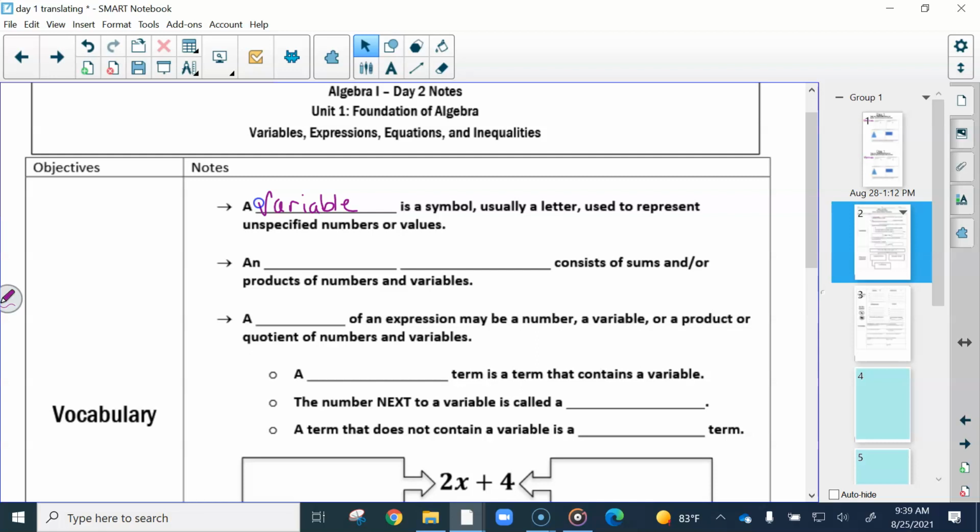I actually forgot what the question was. I'll have to go grab my notes. An algebraic expression consists of sums and or products of numbers and variables. Sums is specific to addition, but we could also say differences, quotients, instead of products.